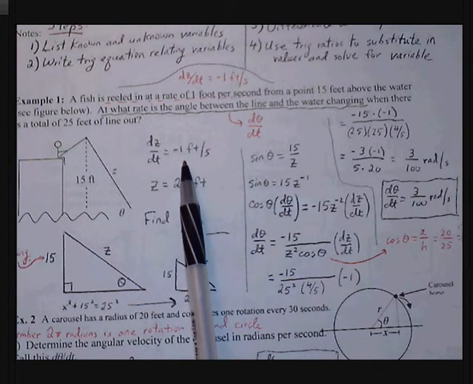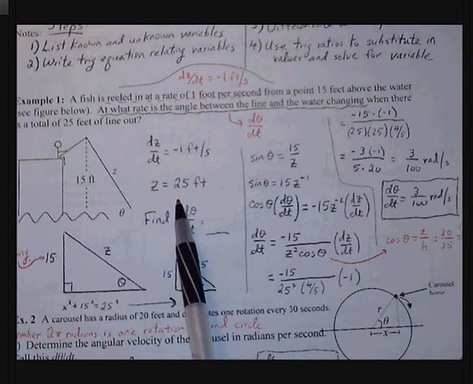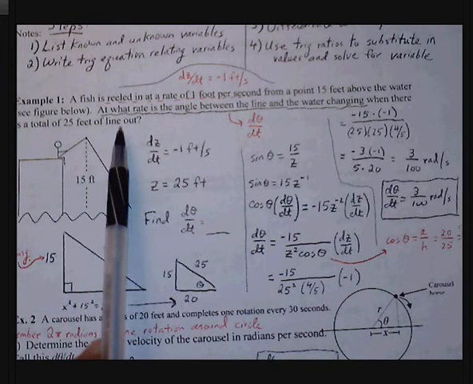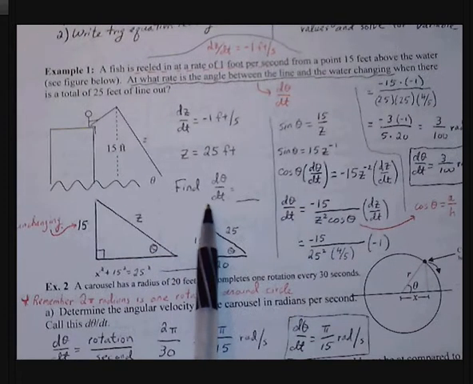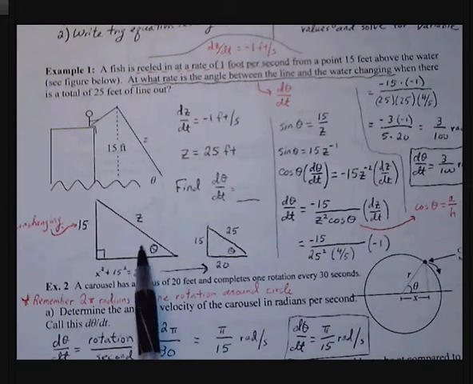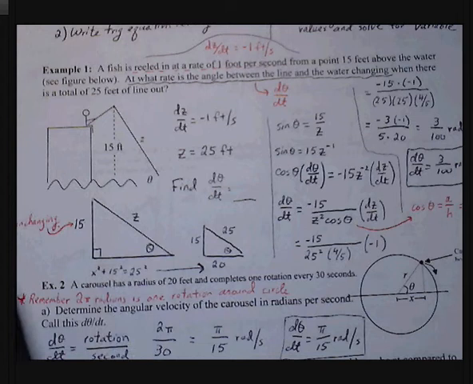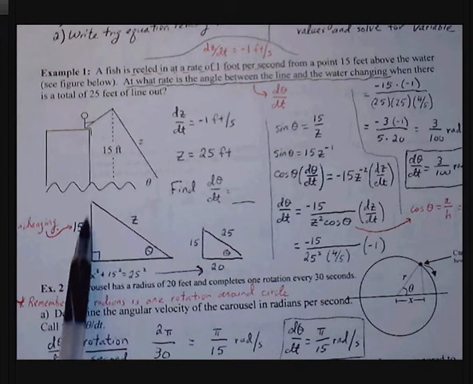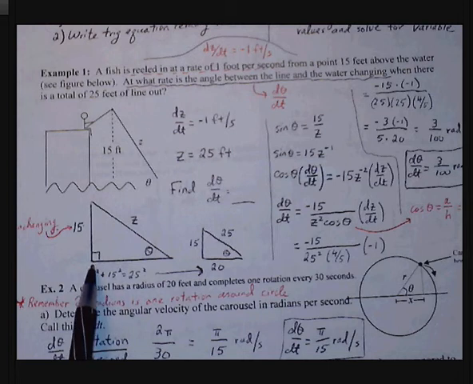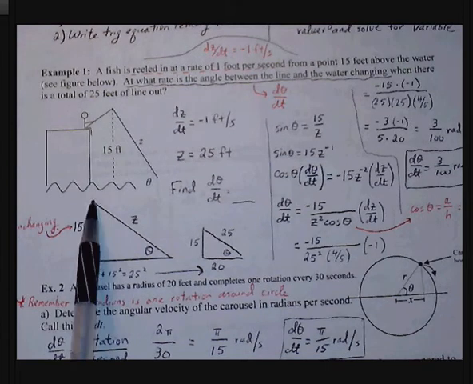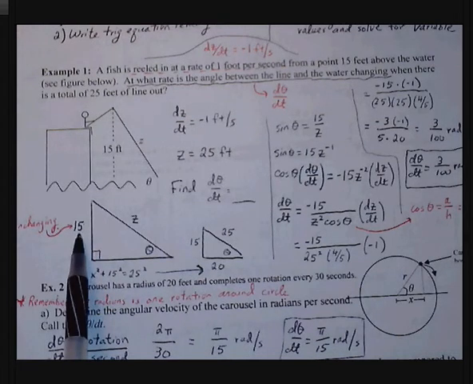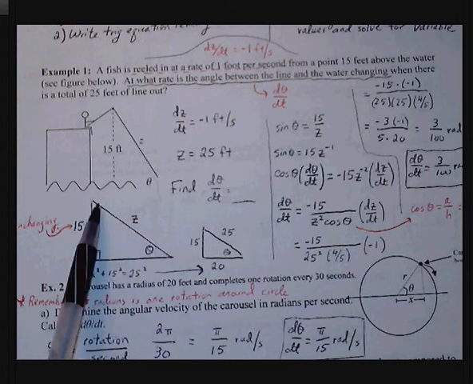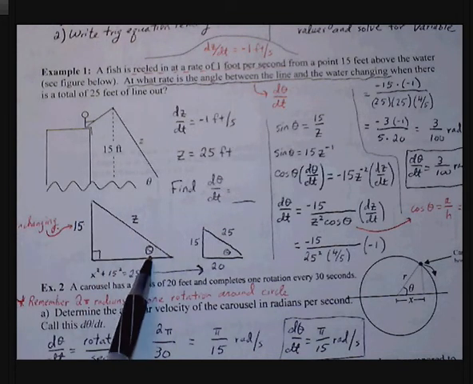So that's going to be negative 1 foot per second. When there's a total of 25 feet of line out, that's going to be z, 25 feet. We're trying to solve for d theta over dt. So let's draw a triangle, and then we can figure out the trig function that's going to relate these variables. We know that 15 is the distance between the top of the water and the fishing pole. We know that's unchanging, so we don't have to assign a variable there. That's always going to be 15. We know the line out is z, and theta, with d theta over dt, is what we're looking for.